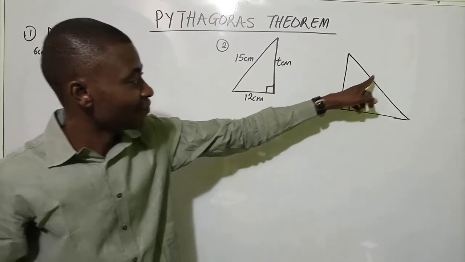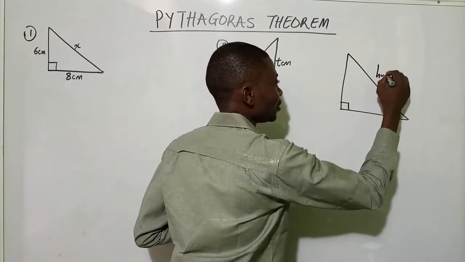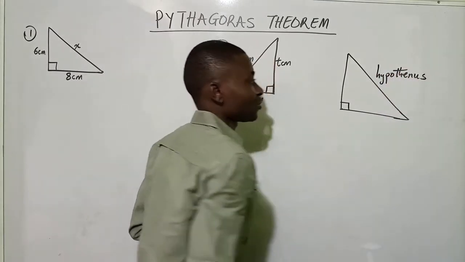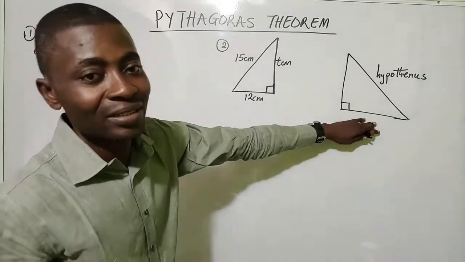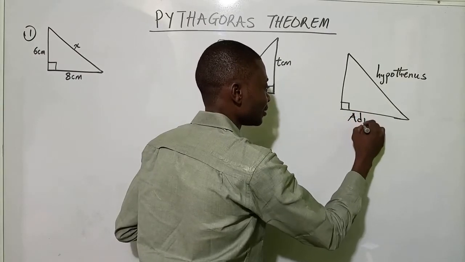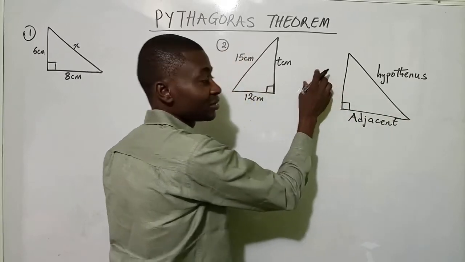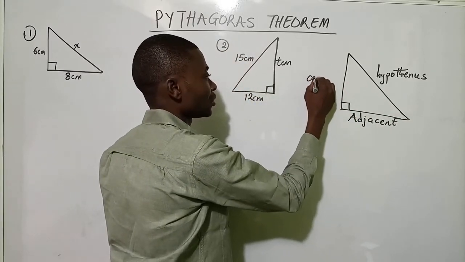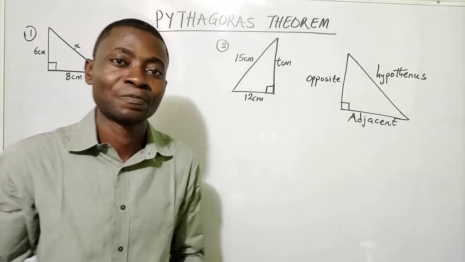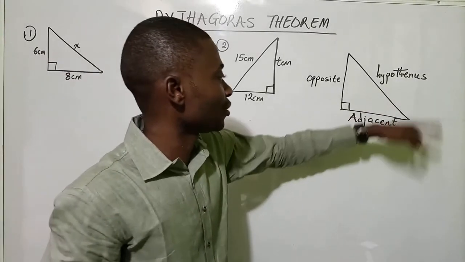And then the side facing the right angle is usually called the hypotenuse. And then the down part here, this horizontal side, is called the adjacent. And then this side is called the opposite.